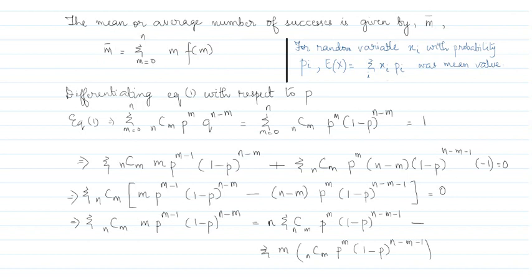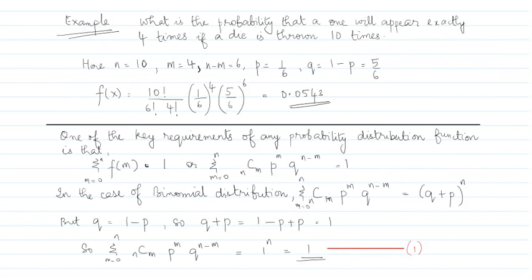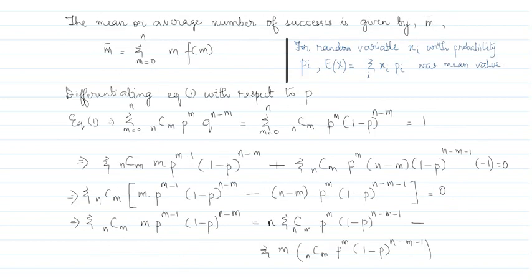Now in order to evaluate m bar, I am doing certain mathematical gimmicks. So for that, let me consider this equation 1 and I'm just writing it again. Equation 1 was summation m goes from 0 to n nCm p raised to m q raised to n minus m. In that, instead of q just put in 1 minus p. Okay, so my equation 1 becomes like this.